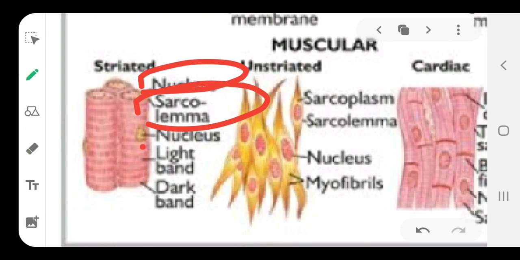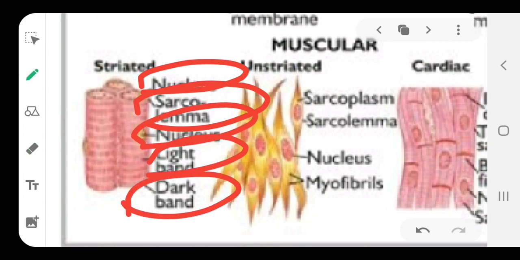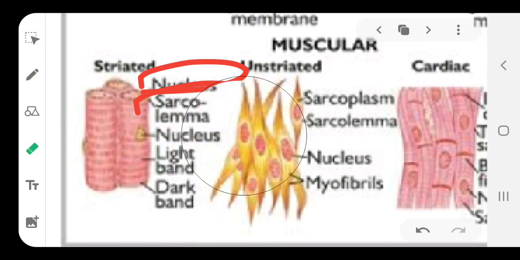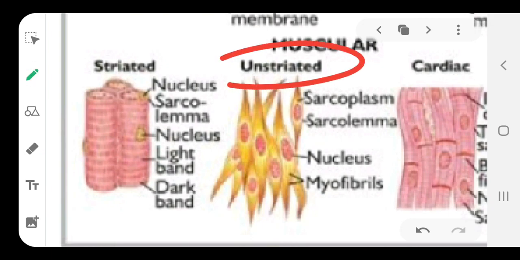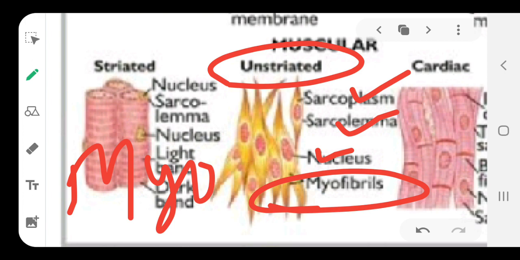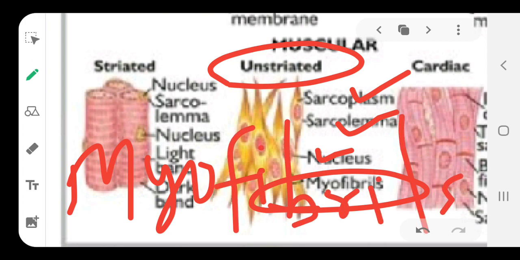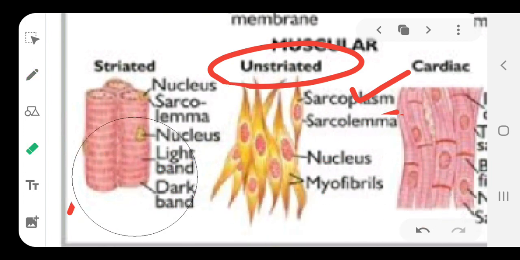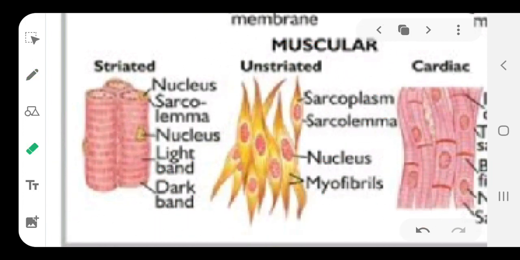Then again they have a nucleus, and they have light and dark bands which give them distinctive features. Similarly, in the case of unstriated, I have just told you the cytoplasm is called sarcoplasm, bounded by sarcolemma. Here again there is a nucleus, and then you have fiber-like structures called fibrils, myofibrils, M-Y-O fibrils. That was in the unstriated muscular tissue.